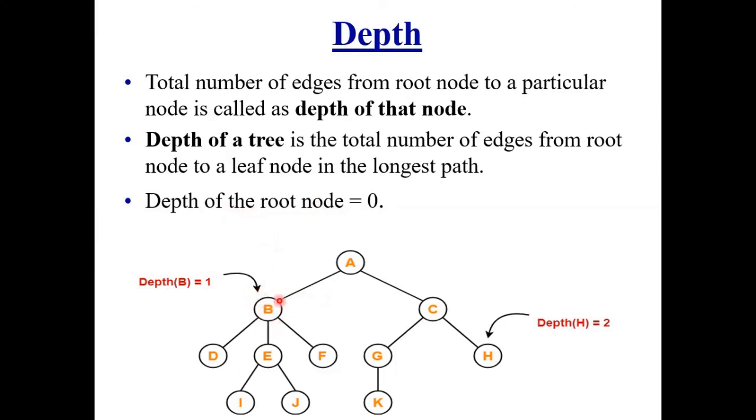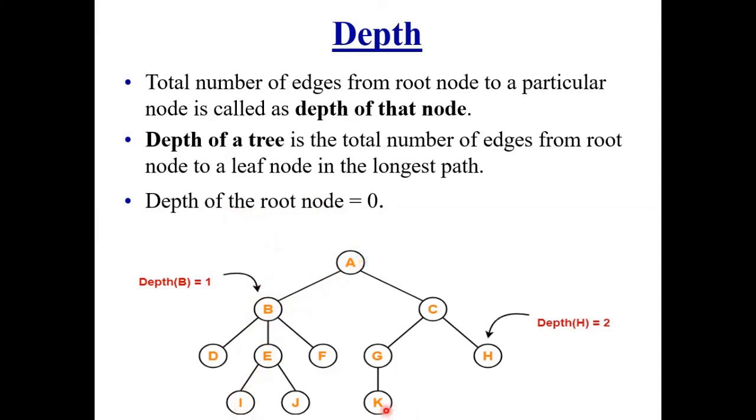So let us take the example of node B. What is the depth of node B? Number of edges from its root is what? 1. What is the depth of node I? Number of edges from its root is what? A to B is 1. B to E is second. And E to I is third one. Total is how much? 3. Depth of I is 3.